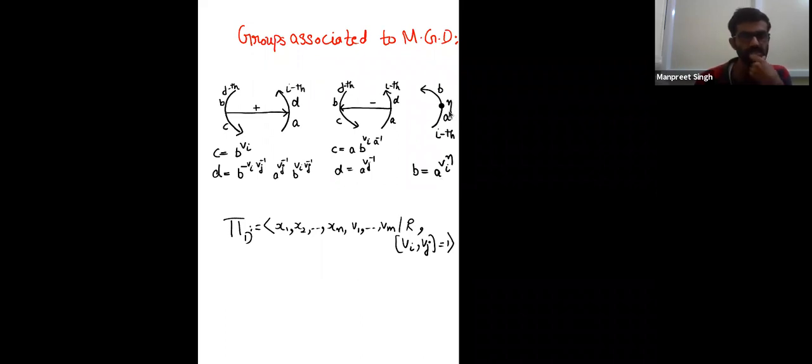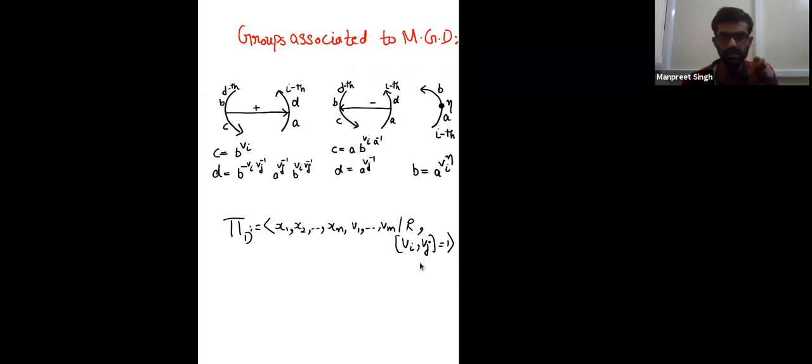So here eta is basically the sign of the node, and this is basically the ith arc, which belongs to the ith part of the circle. And so we add a relation B is equal to A, v_i, to the power eta. And we define the group pi_D to a given marked Gauss diagram, which is generated by x1, x2, up to xn, and v1, v2, up to vm, and these correspond to the number of circles in the given diagram. And the relations are these, basically these relations for arrows and the nodes.